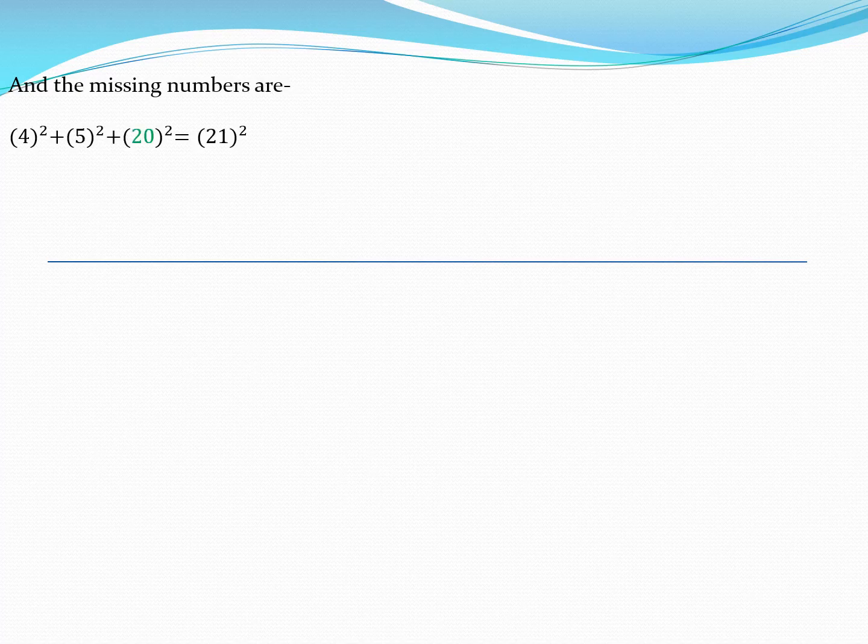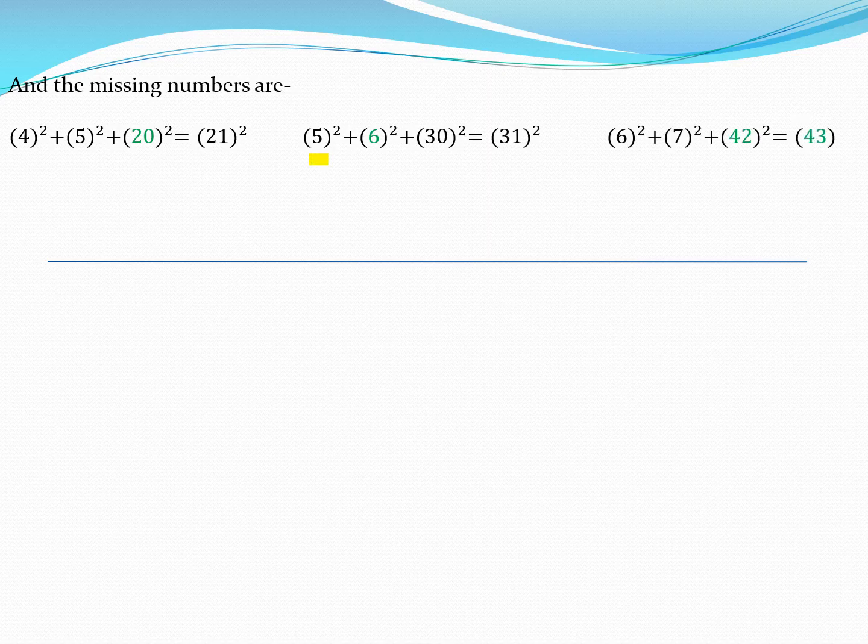You can directly find out without the solution here, as they have given 5. So 5 plus 1 will be 6. That is your missing number. 6 into 5, you will get 30. 30 plus 1 is 31. The next one you will see 6 plus 1 is 7. 6 into 7 is 42. 42 plus 1 is 43. So this will be your answer.